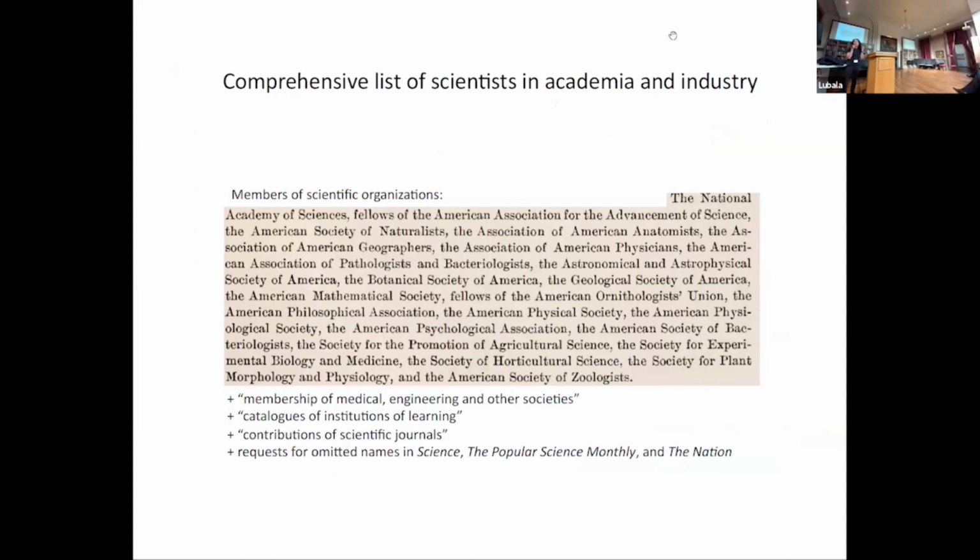What he did, he started with a list of all scientific organizations. So if you're a member of the EEA or the AEA or anything like that, you would be in this data set. Then he went to catalogs of institutions of higher learning, so if you show up in any catalog of a university, you'd be in this data set. Then he went through the contributions to scientific journals, looking at all the authors of scientific papers. And then he asked 2,000 people, have I missed anybody? So this is an exceptionally comprehensive data source on innovation, which we've been digitizing.